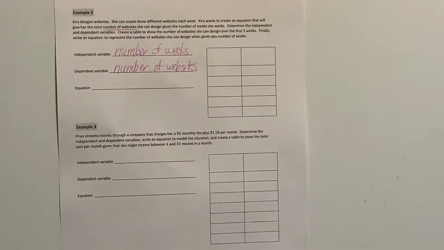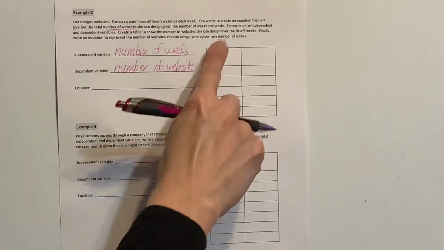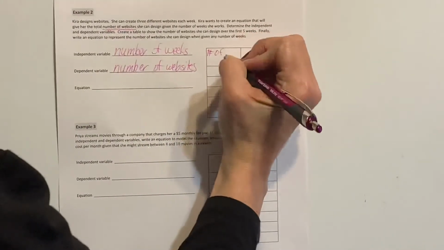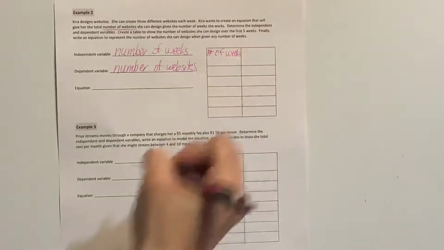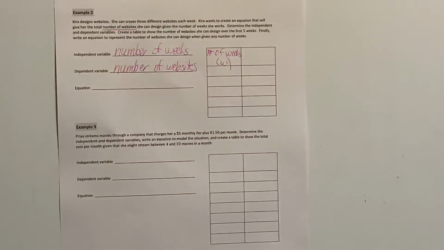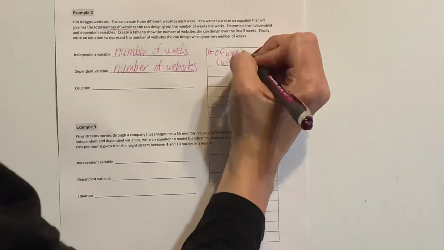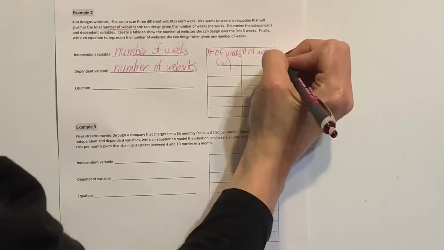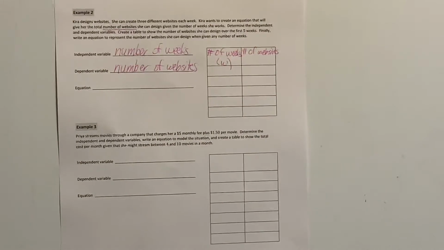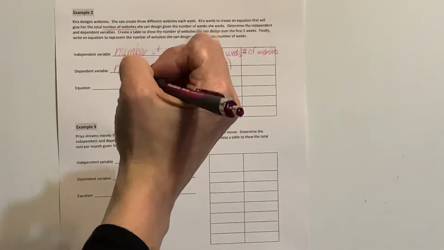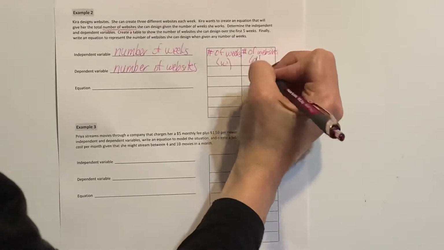All right, so then we know that the independent variable goes in the first column. So we've got number of weeks, and we'll put that as W. And then we have number of websites, and we'll mark number of websites as D because she's designing the websites.